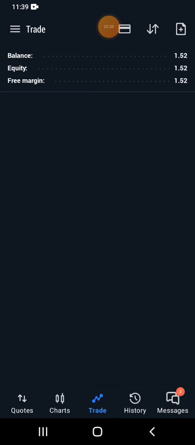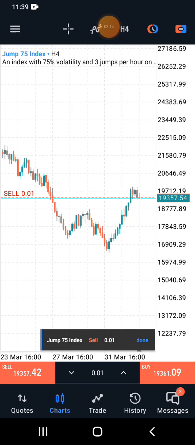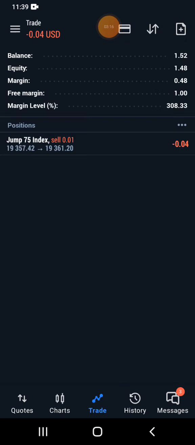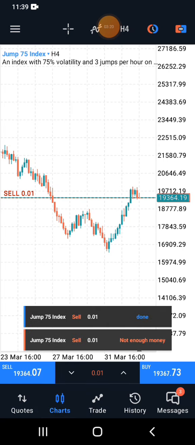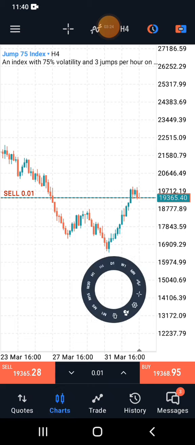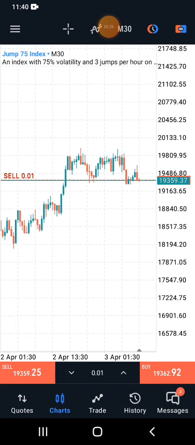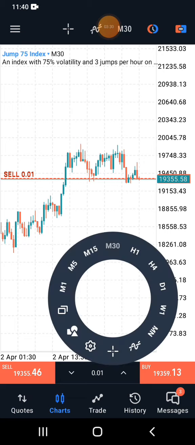Okay, so you can see we are running at $1.50, and we've closed, and now we are taking a few sell trades on Jump 75. I don't know how much we can take here, but let's just take full margin. Basically, we can only run with 2 positions on this one, and as you can see, we have just made a break of structure.